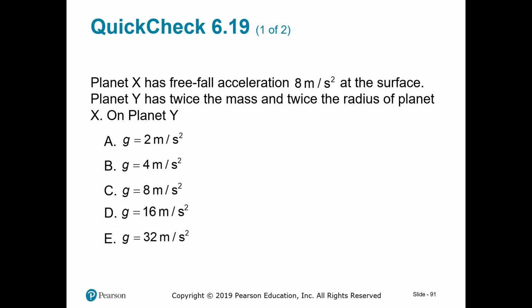So the planet has a free fall acceleration of 8, which is slightly less than the Earth at the surface. Planet Y has twice the mass and twice the radius of planet X. Then what will be the gravity on planet Y? So for planet X, gravity is again G times mx divided by rx squared. That is gx, right?